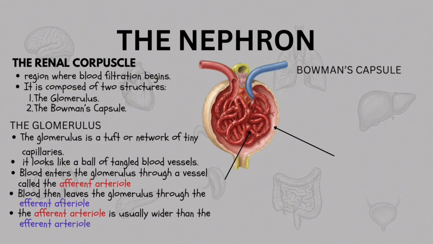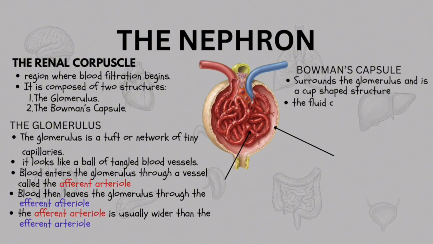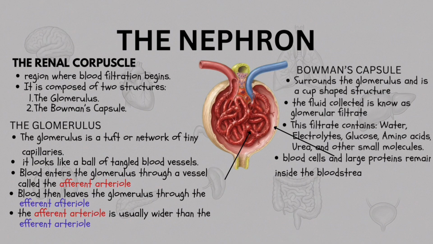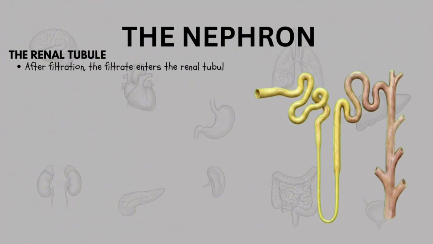Bowman's capsule. Surrounding the glomerulus is a cup-shaped structure called Bowman's capsule. Think of Bowman's capsule as a bowl collecting everything that is filtered out of the blood. The fluid collected inside Bowman's capsule is called the glomerular filtrate. This filtrate contains water, electrolytes, glucose, amino acids, urea, and other small molecules. However, blood cells and large proteins remain inside the bloodstream because they are too large to pass through the filtration membrane.